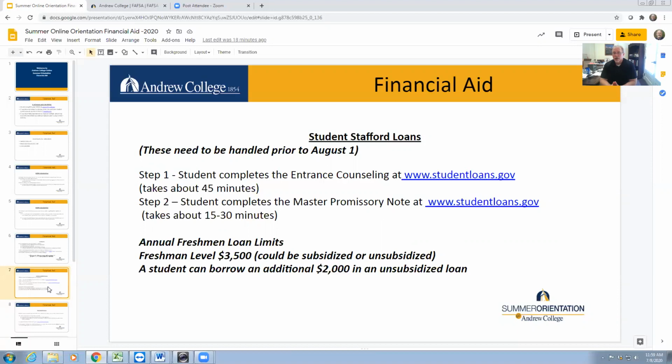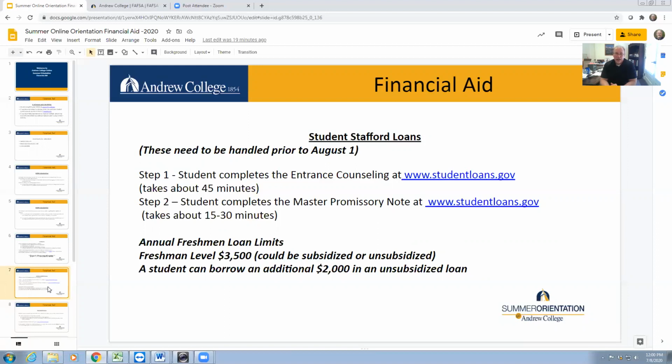You'll go to studentloans.gov, and click there where you can do entrance loan counseling. You will need your FSA ID. The student will need their FSA ID. If you go through and read everything and do what you're supposed to do with it, it takes about 45 minutes to do entrance loan counseling.